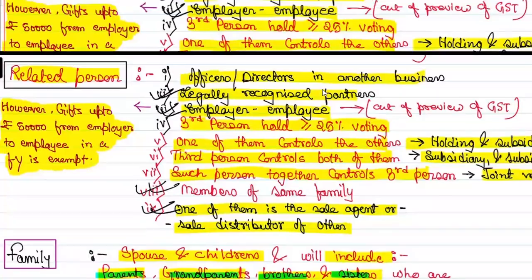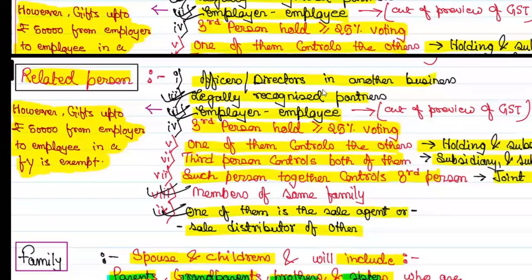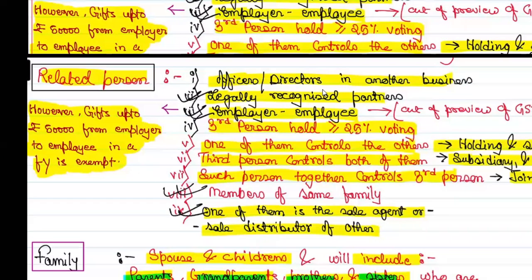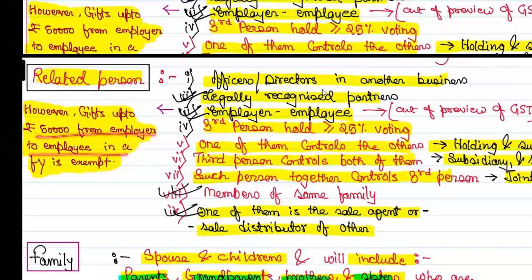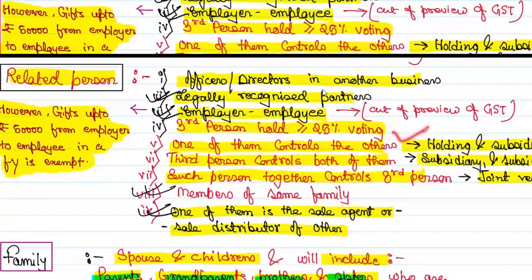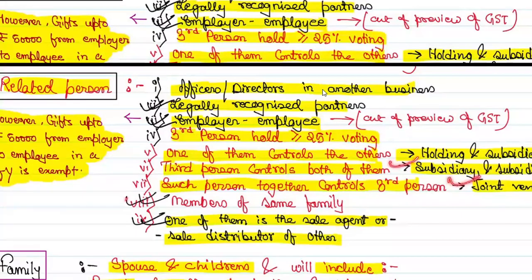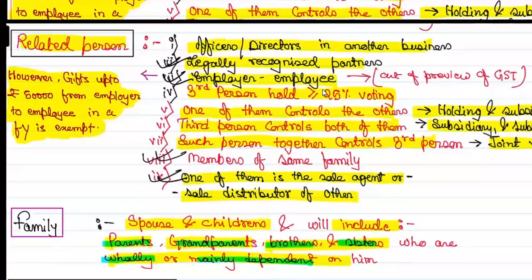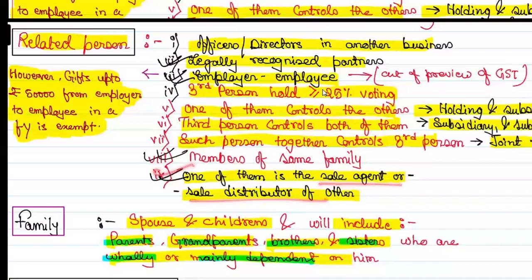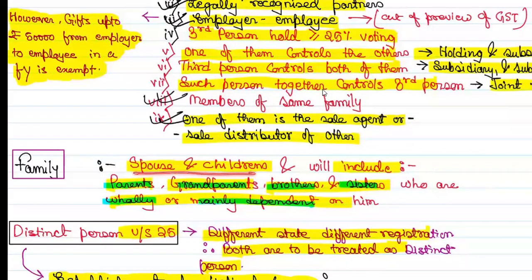Then see, this is the related person definition. Officers or directors in one another's business, legally recognized partners, employer-employee relationship. However, gifts up to 50,000 from employer to employee in a financial year are exempt. A third person holds 25% or more voting rights, then holding and subsidiary, then two subsidiaries, joint venture, members of the same family. One of them is the sole agent or sole distributor of the other. Family here includes spouse, children, and also parents, grandparents, brothers, sisters who are wholly or mainly dependent on him. So if they are dependent, they will be included in the family.